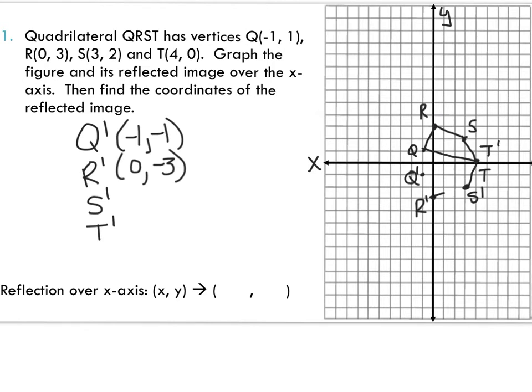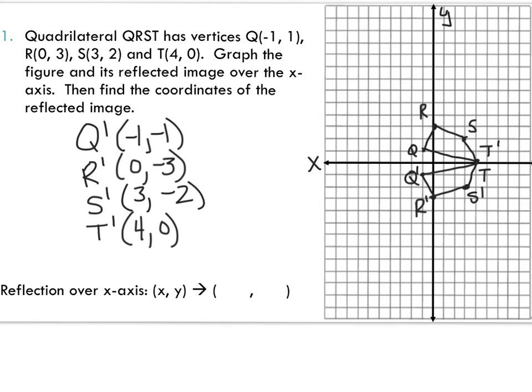And let's go back and give the coordinates of S prime and T prime. So T prime did not change, stayed at 4, 0, and our S prime became 3, -2. So I want you to look at all of these values, and we've talked about this already in class, but think about it again.